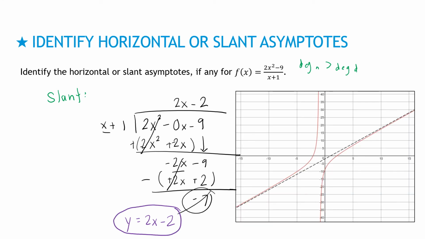And as you can see here, this did not go through at 0, it went through at negative 2. It has a slope of 2. And so that is my slant asymptote for this particular function.